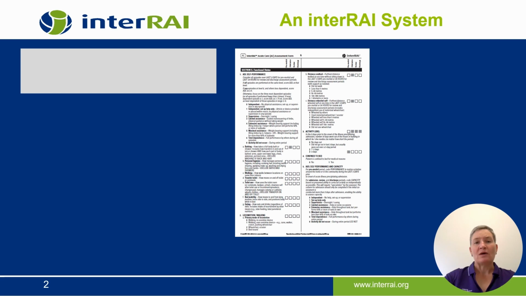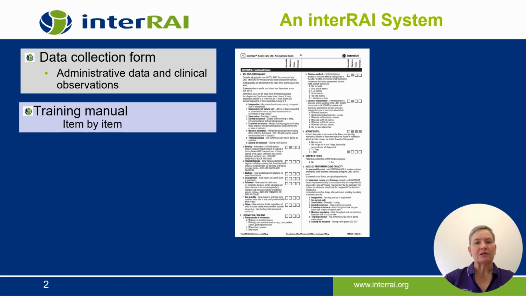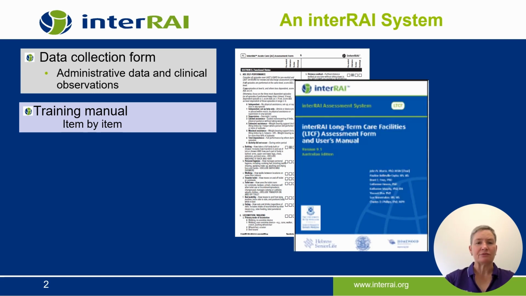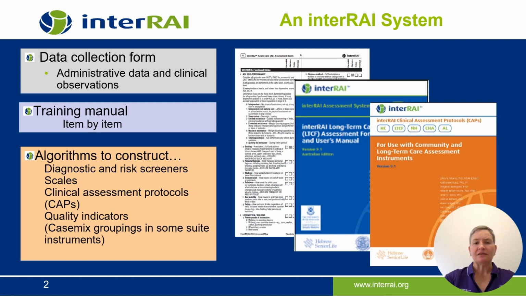So an inter-rai system's not one-dimensional. It's not just a form, but it's comprised of several elements known as a third-generation assessment system. Inter-rai has a data collection form which includes administrative data for identification purposes and also clinical observations, which provides important information and is useful for day-to-day care and planning. The provision of a training manual ensures reliability and maintains consistency among assessors. And applications or outputs are generated by software via a range of algorithms behind the screens. And these include things such as diagnostic and risk screeners, severity scales, clinical assessment protocols, quality indicators, and in some instruments, there's also case mix groupings.